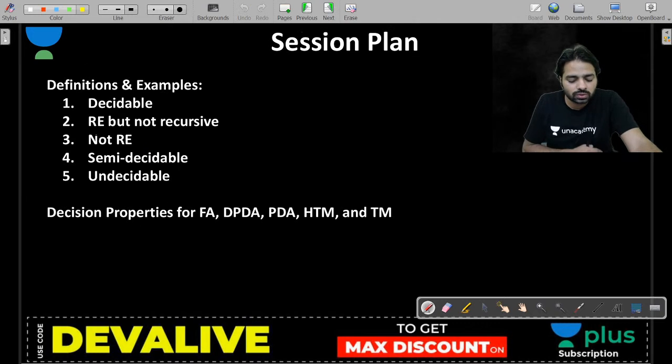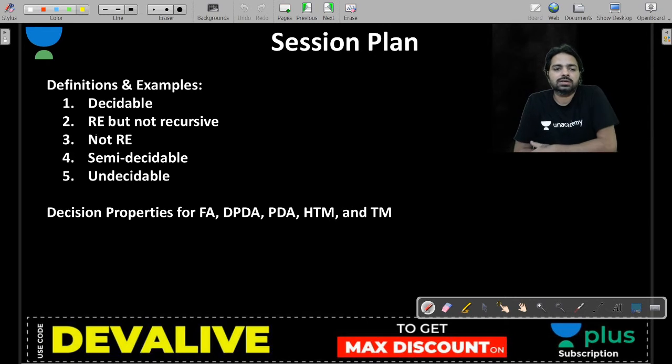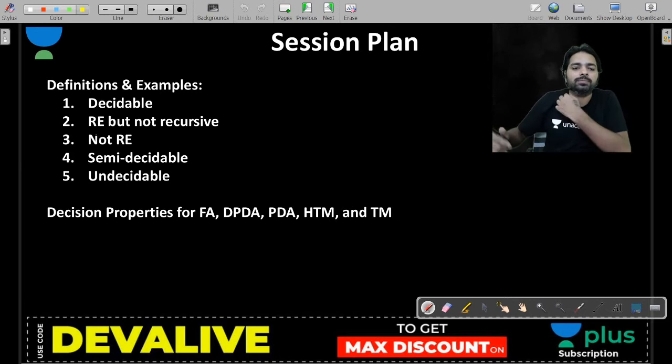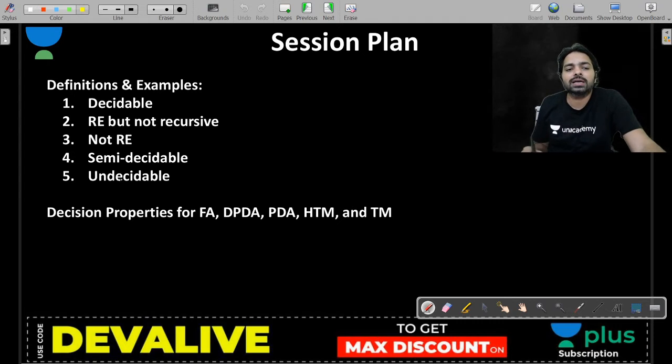So today we are going to look at the definitions and examples. That means there is so much to understand in this undecidability chapter. First, remembering the words is very important. Then once you remember the words, definitions will play a lot of importance before starting any example or problem. I'm going to discuss definition and example together so that you will have clarity between the two things.